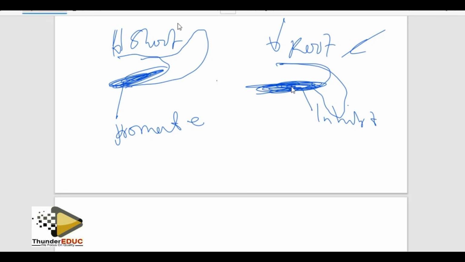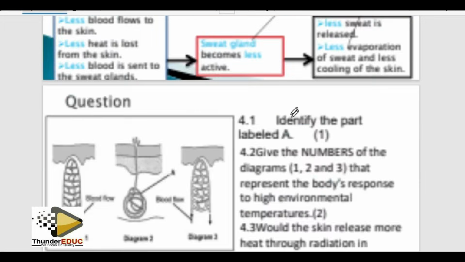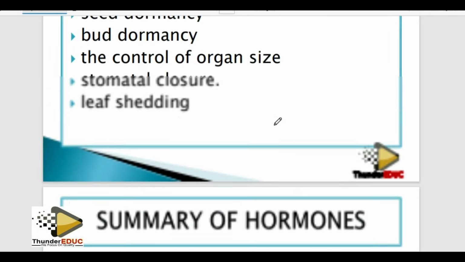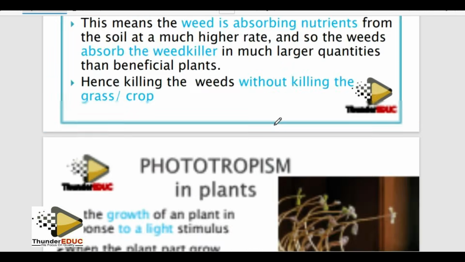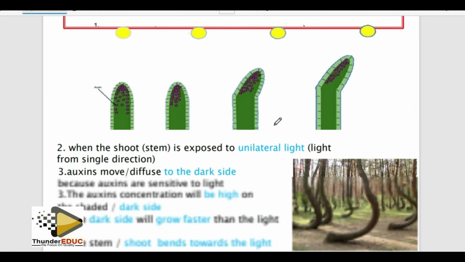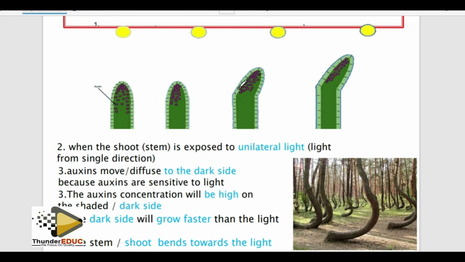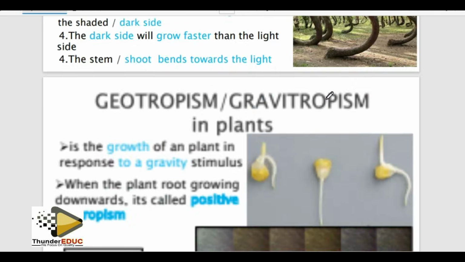And in roots, the root is going to bend away from the light, meaning that high concentration of auxins in the root will bring about inhibiting. So this is what I'm saying about phototropism. If you look at our distinction material book, that's what they are saying. High concentration of auxin brings about that bending towards the light, you see.